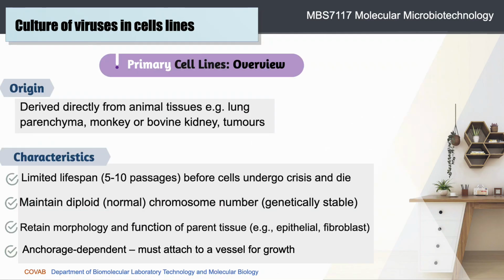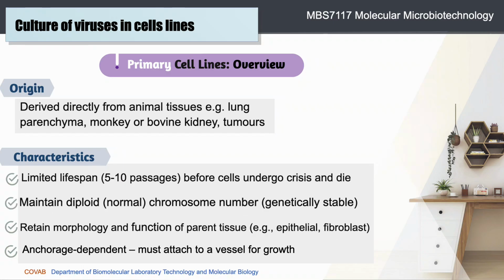So there are many different cell lines, and we are going to start with the primary cell lines. Let's have an overview. The origin. The primary cells are derived directly from animal tissues, such as the lung parenchyma, monkey or bovine kidneys, or tumors, to mention a few. What are the characteristics? They have a limited lifespan. You can only passage them 5 to 10 times before they undergo a crisis and die.